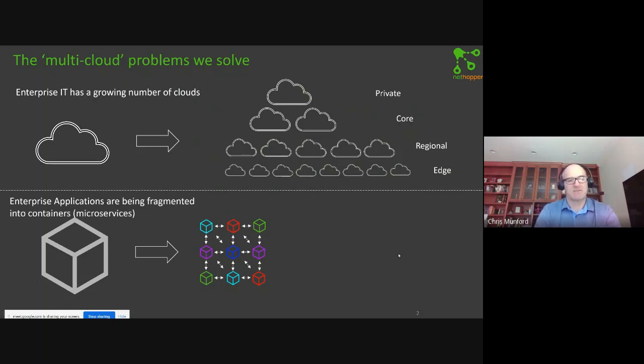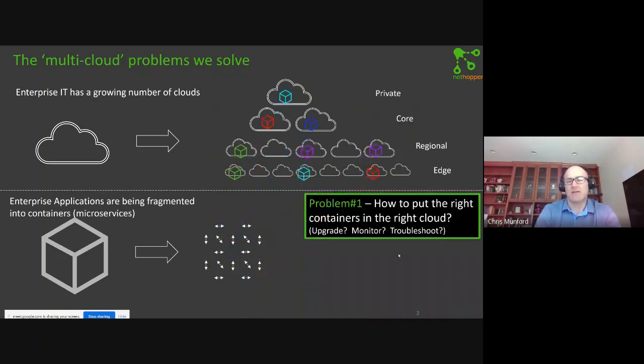So that presents a couple of problems. One is you need to place your containers in clouds, but in which clouds? Those decisions aren't always easy, and they change a lot. So you need to automate that process, and that's a big problem, because then when you need to upgrade, monitor, and troubleshoot, Nethopper helps you place and operate your containers in the right clouds.